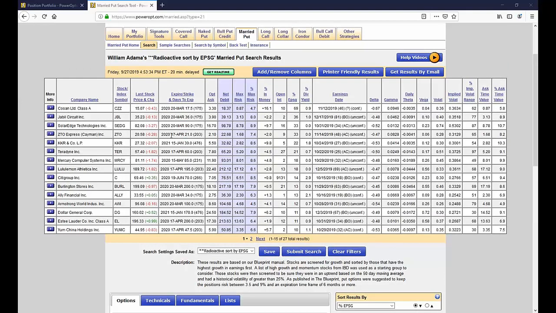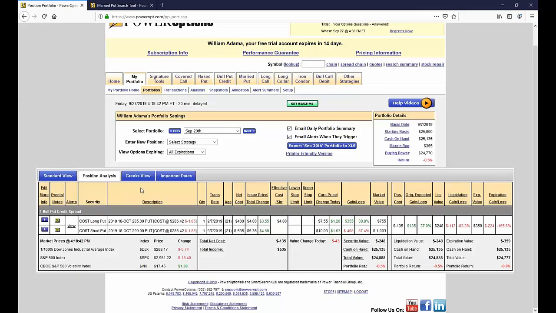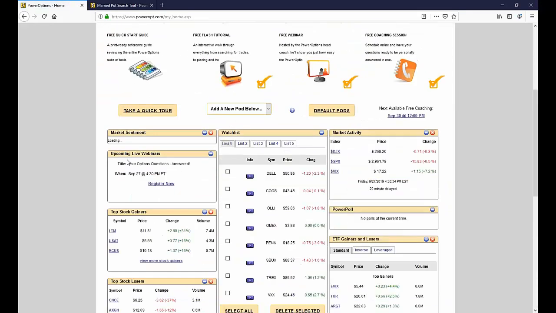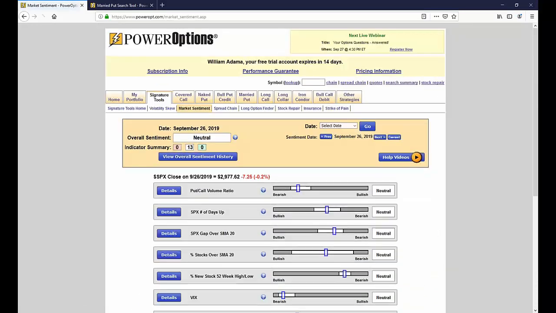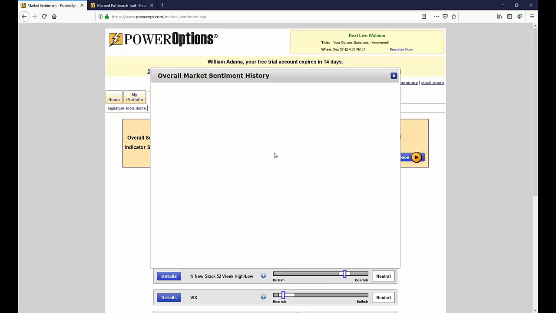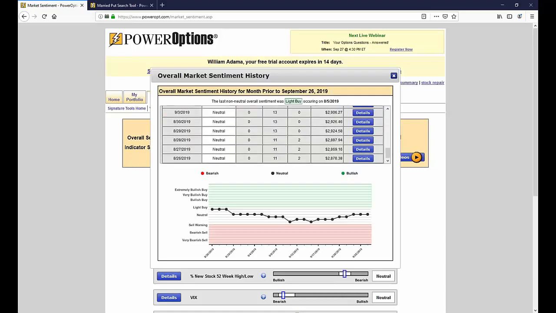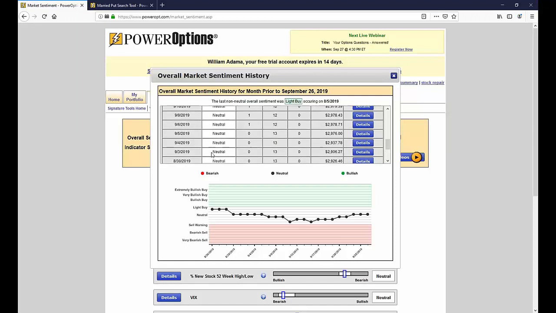When I think the market's strong, naturally, if I see that light buy trigger show up on the market sentiment tool there, we see that. There we go. When we see that go into perhaps a light buy, I don't know when the last time it was in a light buy. Let's see if we see it in the sentiment history. I don't think we will here. Yeah, it's been in that neutral zone for a while, which makes sense, doesn't it?